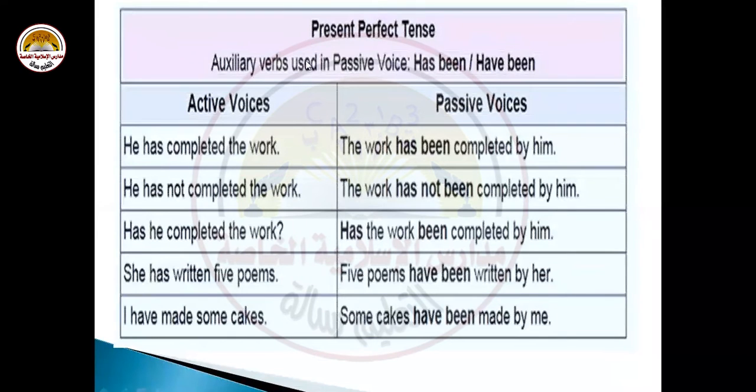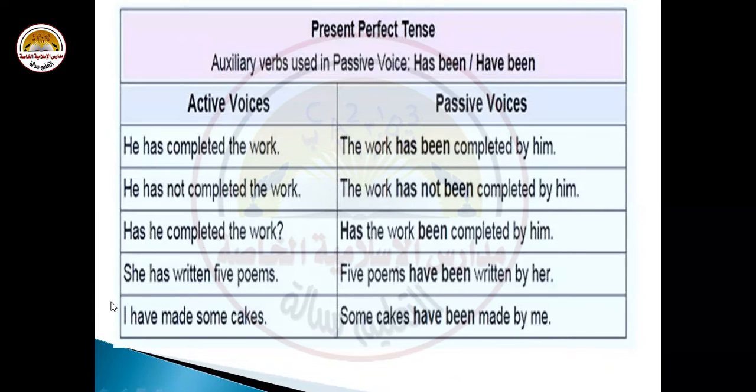The auxiliary verb that is used in passive voice is has been or have been. Active voice: he has completed the work. In passive voice, notice: the work has been completed by him. Number 2, he hasn't completed the work. In negative, the work hasn't been completed by him.